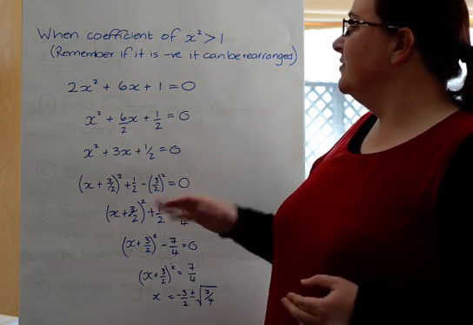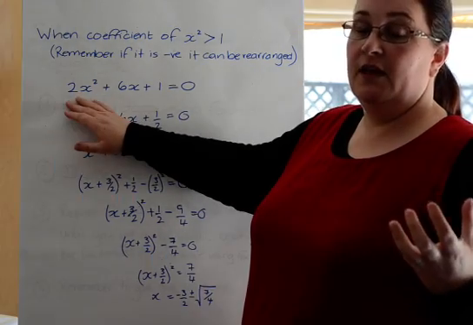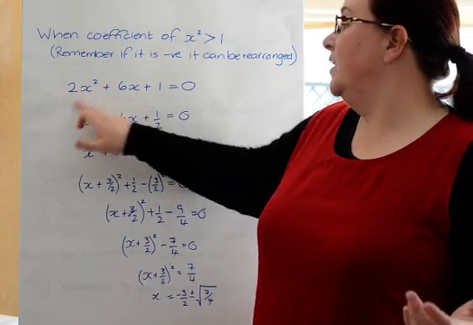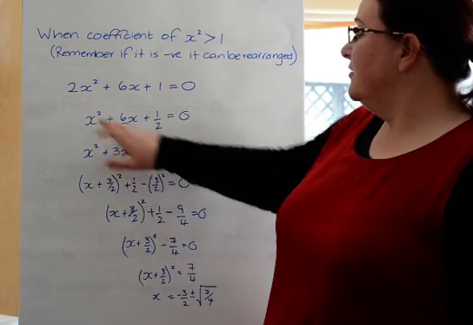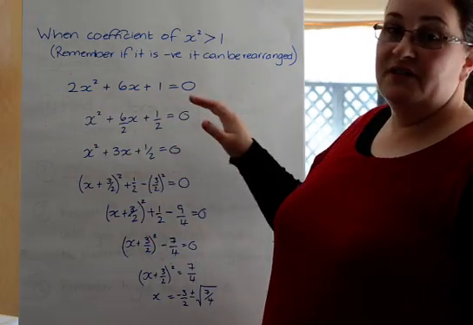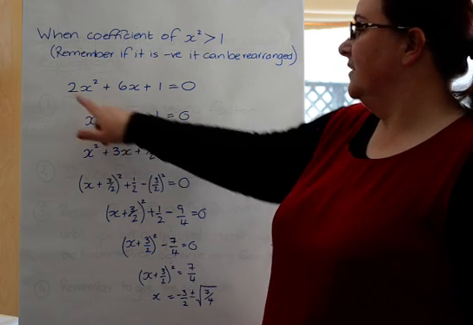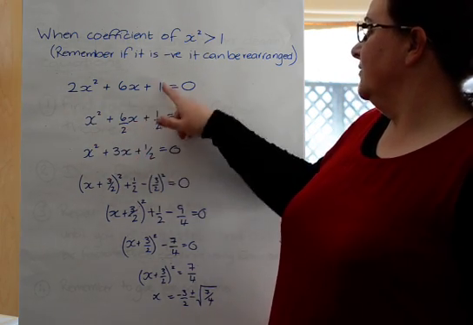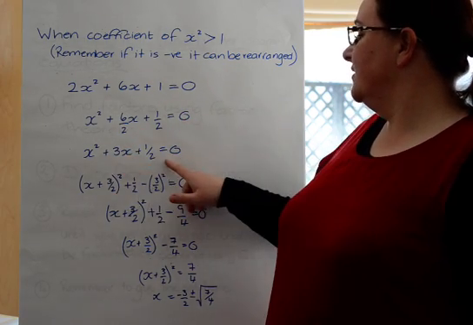Now the first thing we want to do is get rid of this 2, and that's the big difference between this way and the previous way, that we actually want to get rid of that. And there's this way we can do it. We can actually divide throughout by 2. So we get x squared, because 2 divided by 2 is 1, plus 6 over 2x plus 1 over 2. So that gives us 3x plus a half.